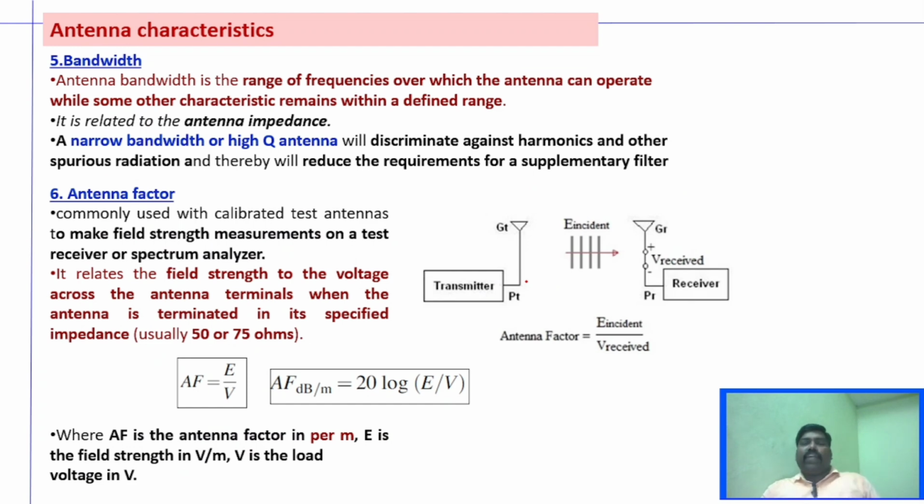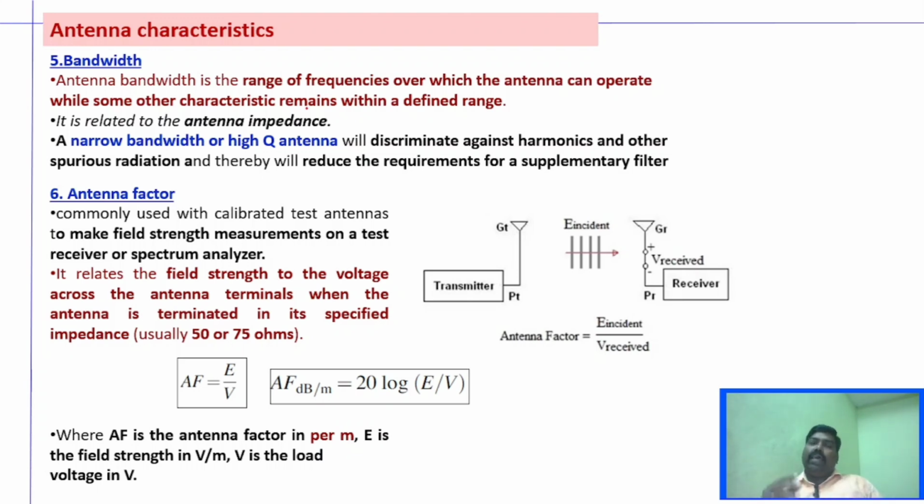And the next important factor is bandwidth. What is bandwidth? Bandwidth is the range of frequency over which an antenna can operate, right? The antenna bandwidth is the range of frequency over which the antenna can operate, while some other characteristics remain within a defined range, right? And it is related to antenna impedance.